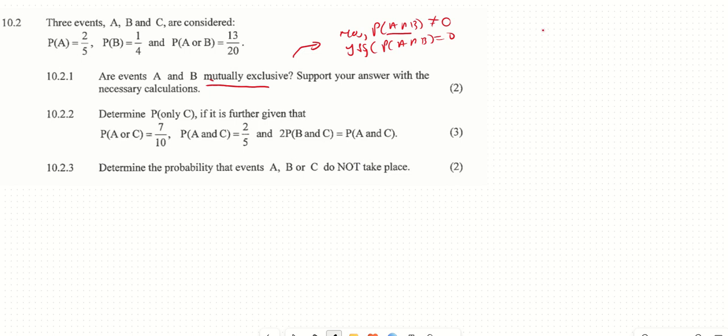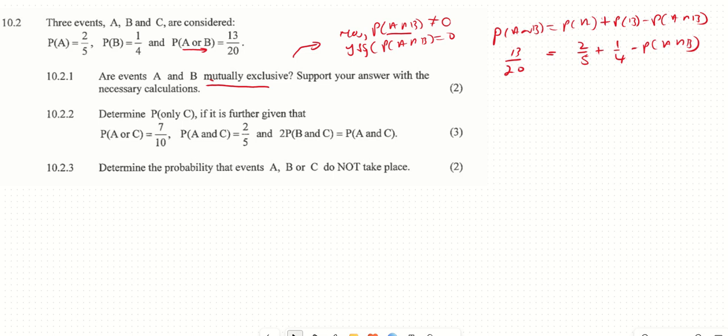So we need A and B. Once we see probability of A or B, think about the probability identity that says probability of A or B is equal to probability of A plus probability of B minus probability of A and B. This is the identity for probability. Now let's focus on this. This is 13 over 20. It is equal to 2 over 5 plus 1 over 4 minus probability of A and B.